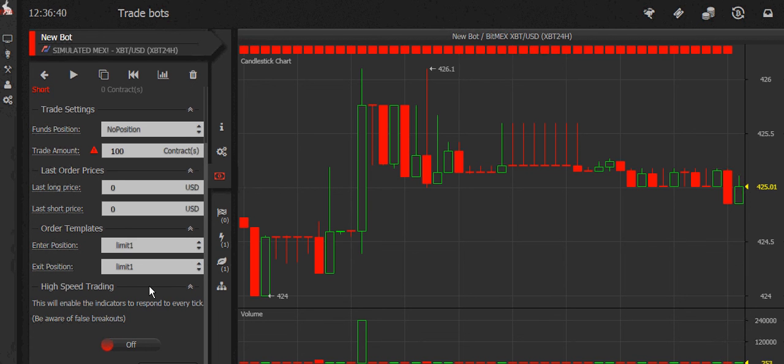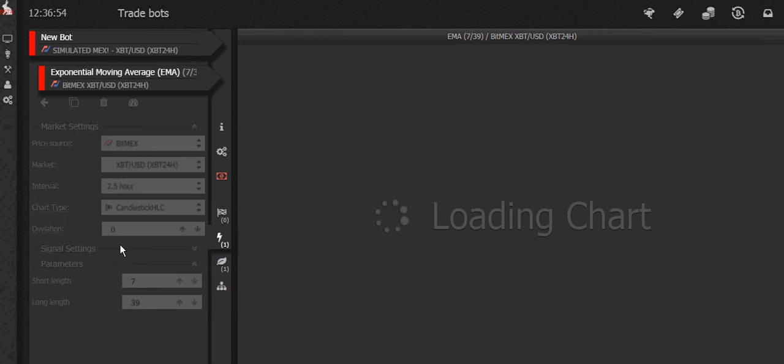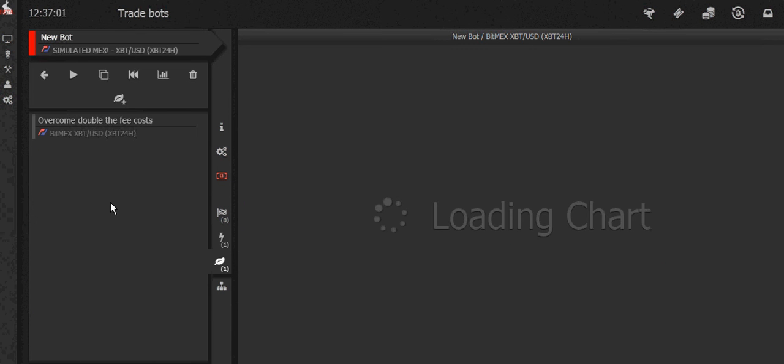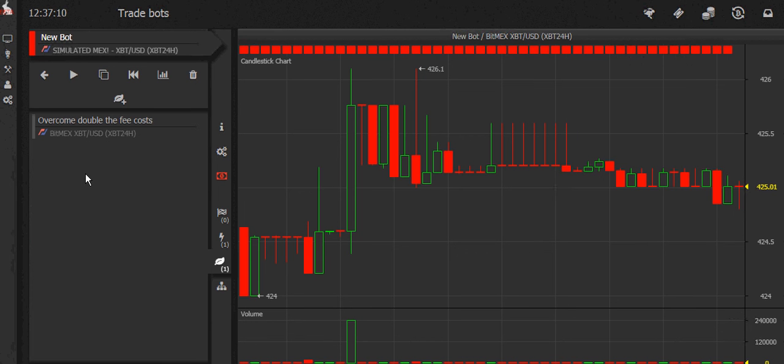So when is it going to take an action? Well, it's going to take an action when the indicators and the insurances agree and a safety is not overriding them, just like it would in any other situation. So here we just have an example, an EMA, and when this EMA says buy or sell, and this insurance over here, overcome double the fee costs, also agree, when those two conditions are met, then the bot will make an action and the template will start. And that is how the order templates work.